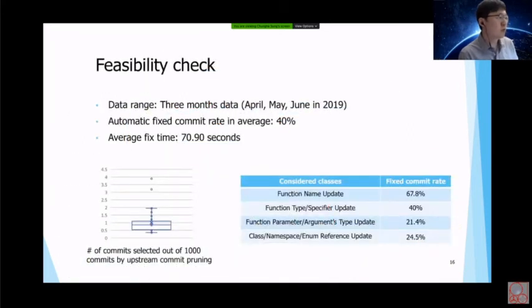With this framework, we check the feasibility. On average, our framework could fix almost 40% of the considered commits, and each fix took around 70 seconds, which is much faster than human-driven fix. Also, input commit pruning could reduce the number of commits to consider by 3 orders of magnitude.